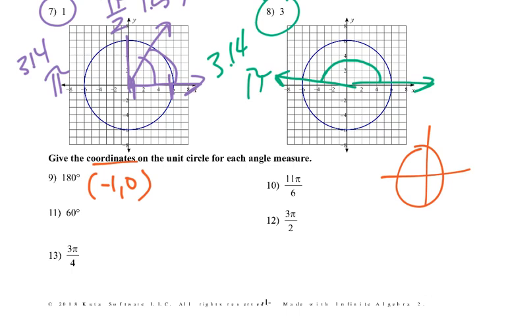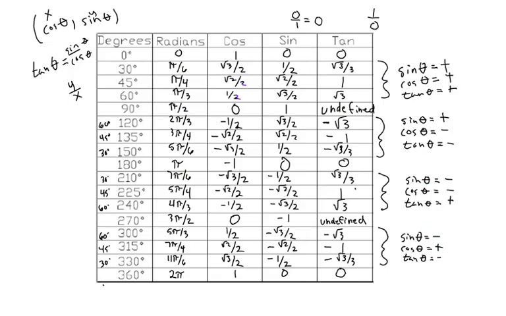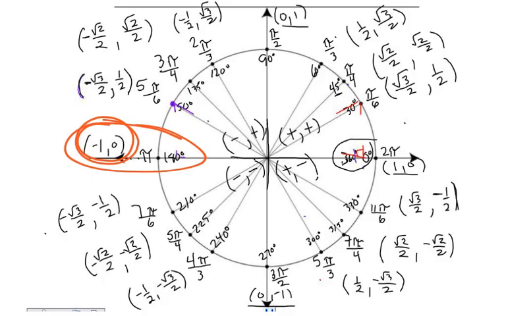The other thing I could do is use my table right here and go to 180 and realize that the cosine, the x, is negative 1, the sine, the y, is 0. So either one works. For this, I would probably use this one, though. So the next up was 60 degrees.